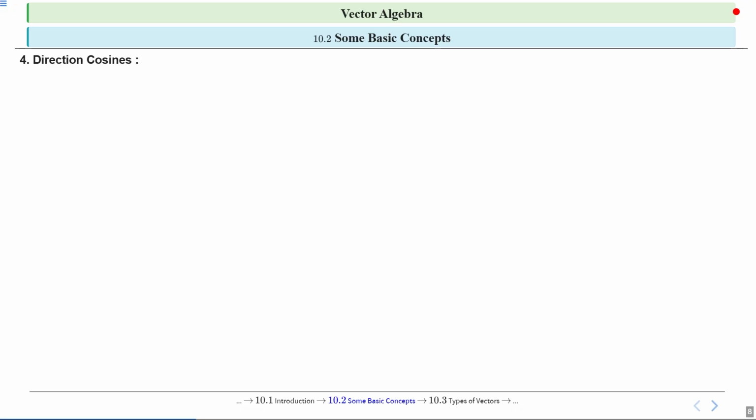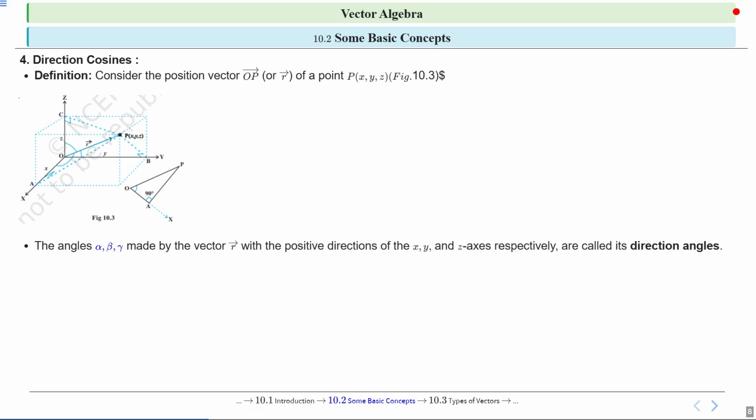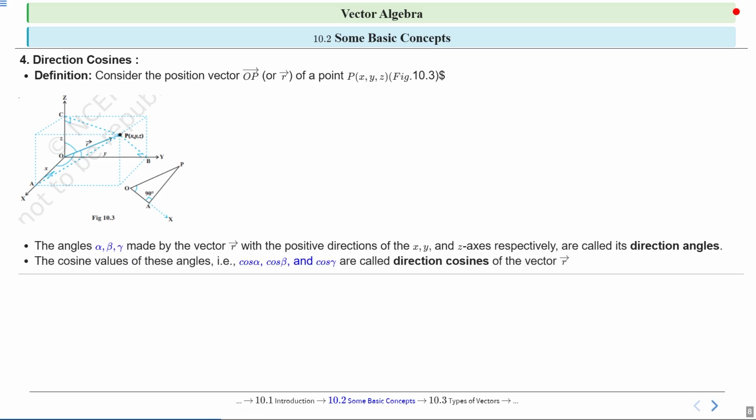Next, part 4, direction cosines. Definition: consider the position vector OP or vector r of a point P, which is x, y, z. You can see figure 10.3. The angles alpha, beta, gamma made by the vector r with the positive direction of x, y, and z axis respectively are called the direction angles, right? The cosine values of these angles, that is cos alpha, cos beta, and cos gamma, are called direction cosines of the vector r, right?